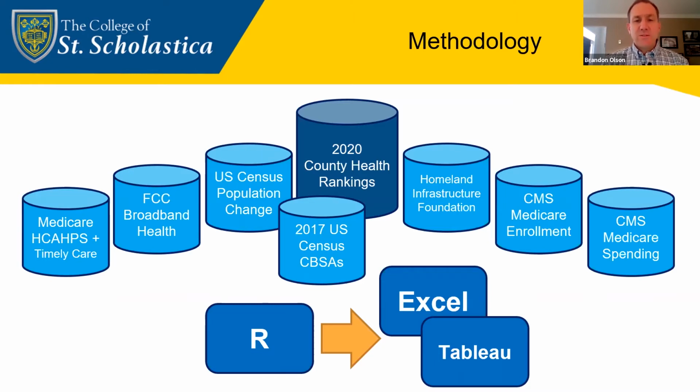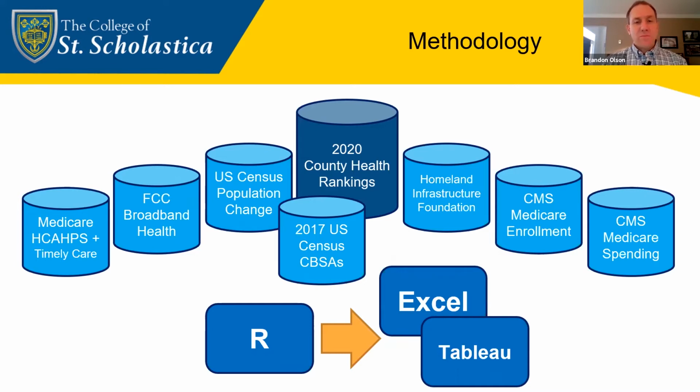Several different data sources. The primary source that we used for this study was the 2020 County Health Rankings data, which summarizes a lot of different data sources. In addition to that, we got data from the US Census Population Change report, the FCC Broadband Health Report, Medicare's HCAHPS and their Timely Care study. We also looked at the Homeland Infrastructure Foundation, CMS Medicare enrollment, and the CMS Medicare Spending report as well.